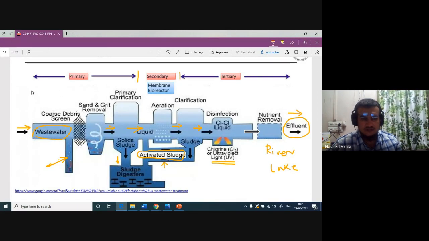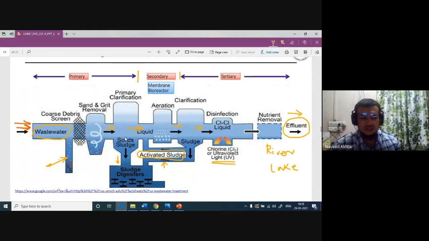So once again, I will repeat the procedure. The inlet of wastewater from the source, I am showing with the red arrow now. The large particles, plastic bags, metals, etc., are collected here at the screening chamber. Then some fine particles and some metals are still there. They are collected at the sand and grit removal chamber.